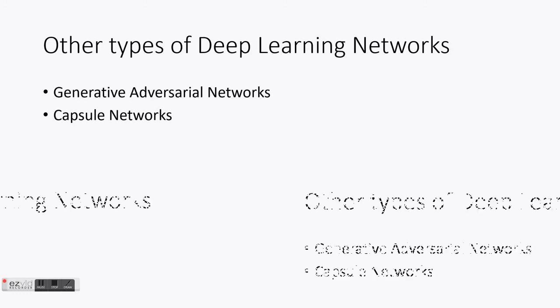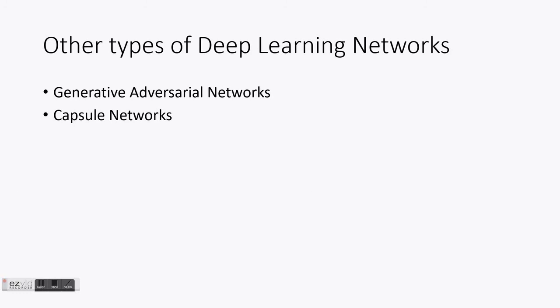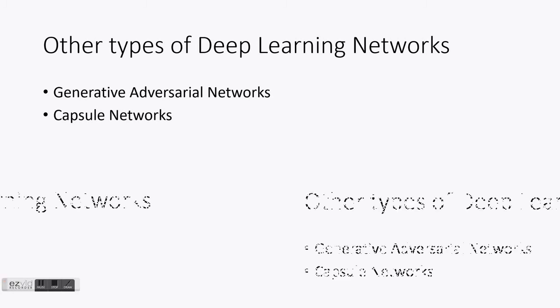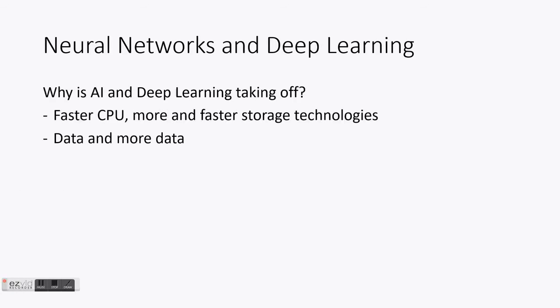Then we have generative adversarial neural networks, which was invented by Ian Goodfellow, and lastly capsule network, which was invented by Professor Geoffrey Hinton very recently, and a few of his other colleagues. So why is AI and deep learning taking off? In fact, the last decade there has been a tremendous progress in deep learning.